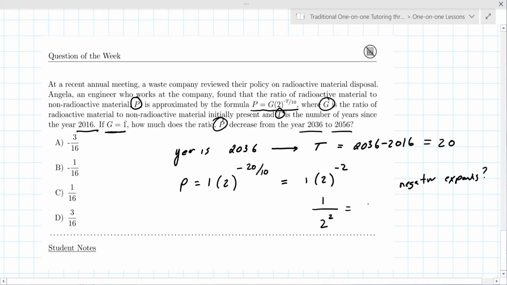1 over. What is 2 squared? 8. Say that again. 8. 2 squared means just 2 times 2. Okay. It's just 4.